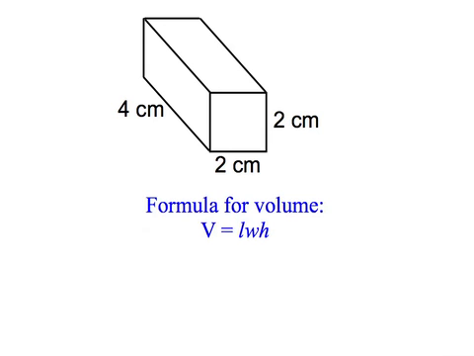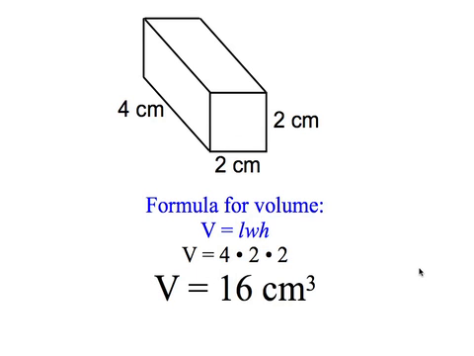The volume doesn't take as long. Let's just multiply the three numbers. I think we can do that without a calculator. 4 times 2 times 2, I'm getting 16 cubic centimeters as the volume of this box.